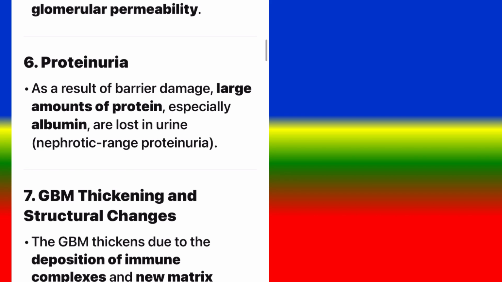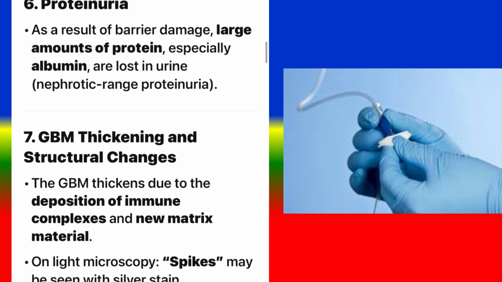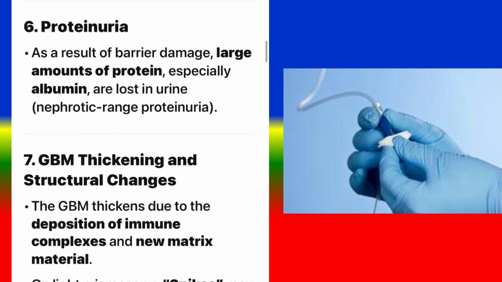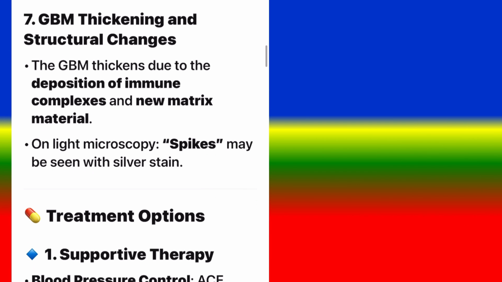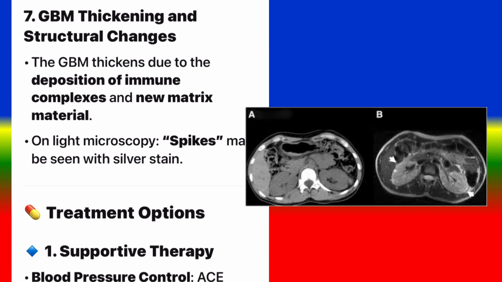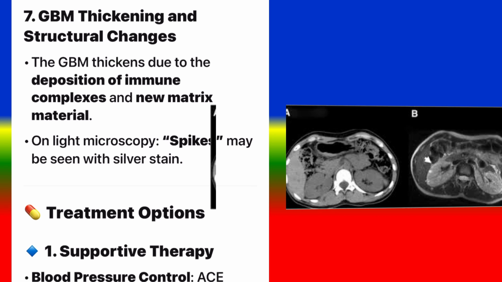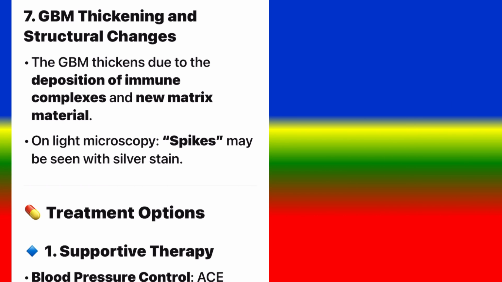6. Proteinuria. As a result of barrier damage, large amounts of protein, especially albumin, are lost in urine, nephrotic-range proteinuria. 7. GBM thickening and structural changes. The GBM thickens through the deposition of immune complexes and new matrix material. On light microscopy, spikes may be seen with silver stain.